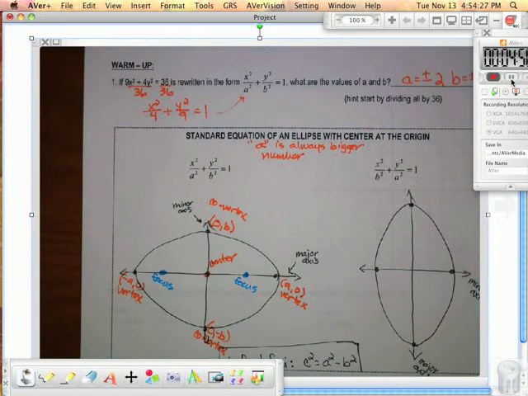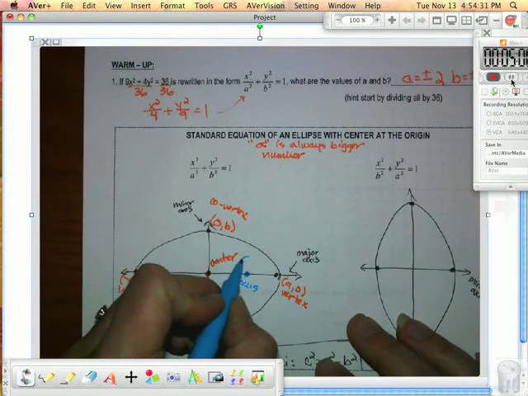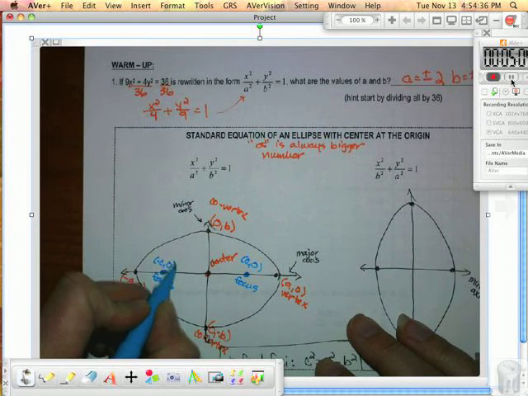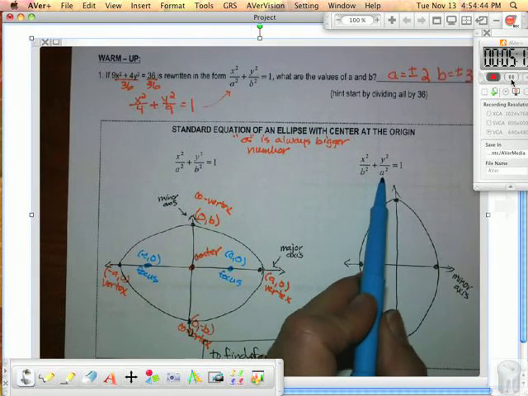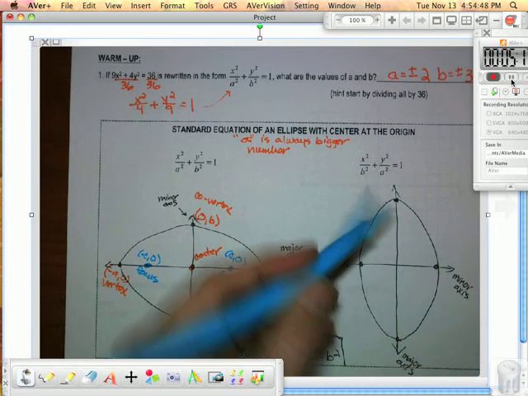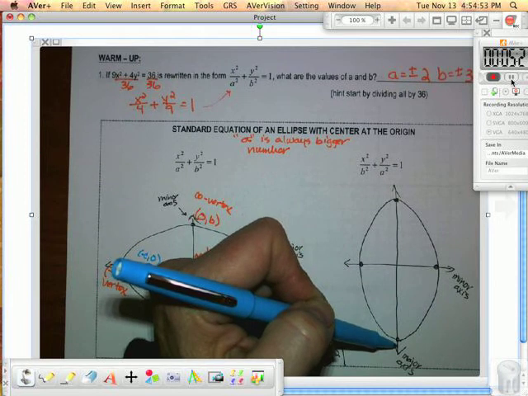But what I do want you to know right now is if the focus is on the x-axis, it's going to be (c, 0) and (negative c, 0). Okay, so those are kind of the components that you're going to be finding here and where they lie on the ellipse. Here, it's pretty much the same thing, but you can see that a is under y, and a is the bigger number, which means the vertical axis is going to be longer. Okay, it's going to be a vertical ellipse.